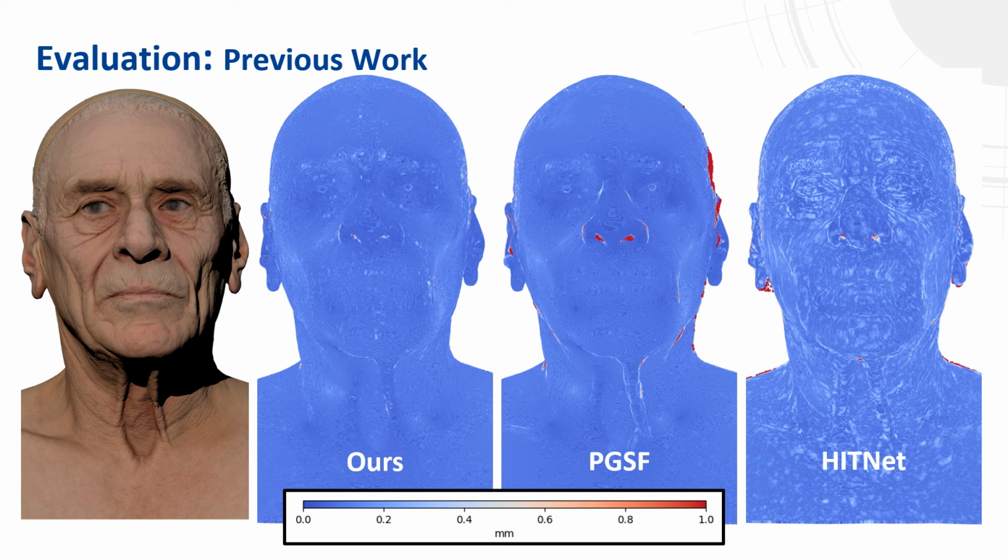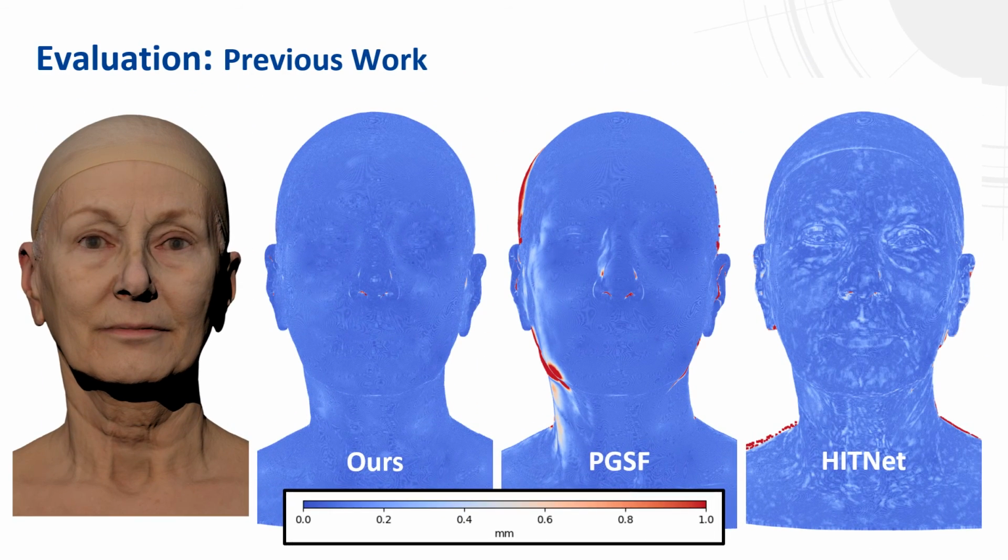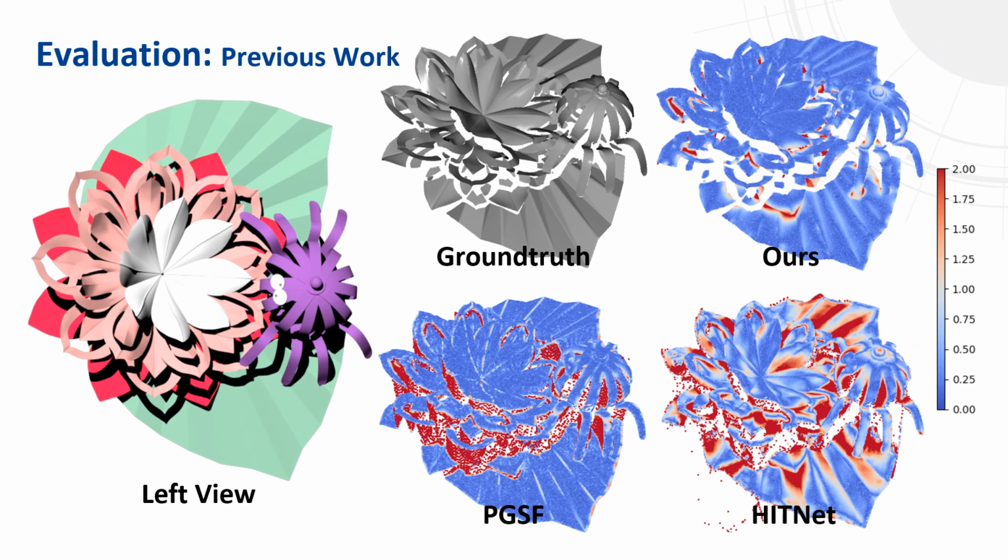Our method achieves comparable results to PGSF with improvements in discontinuous areas. The same is true for the female head. We outperform HitNet in both cases. As a geometrically more challenging example, we used an origami-inspired scene where our method has substantially fewer smearing artifacts than both other methods.